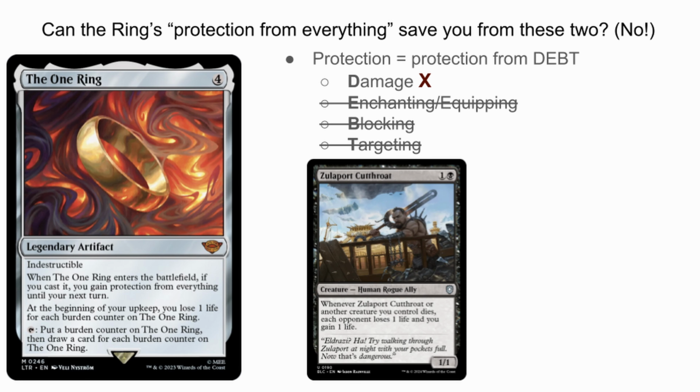When we look at Zulaport, we see our protection doesn't stop what it's doing. Yes, we have protection from creatures, but Zulaport is not damaging us, it's not targeting, and enchanting and blocking aren't relevant here. The trigger's only affecting our life total, and there's nothing in protection that says our life total can't change. This means we are still at risk of losing the game if we have protection from everything, while a Zulaport Cutthroat is in play.